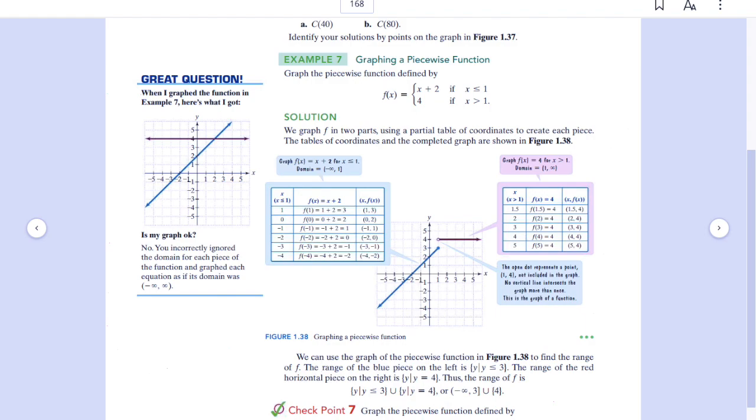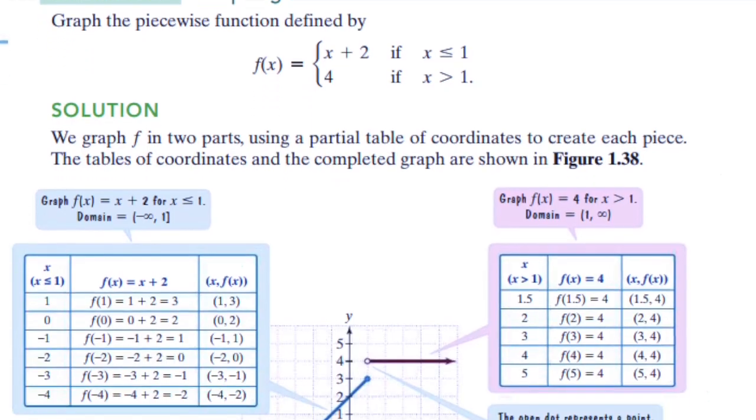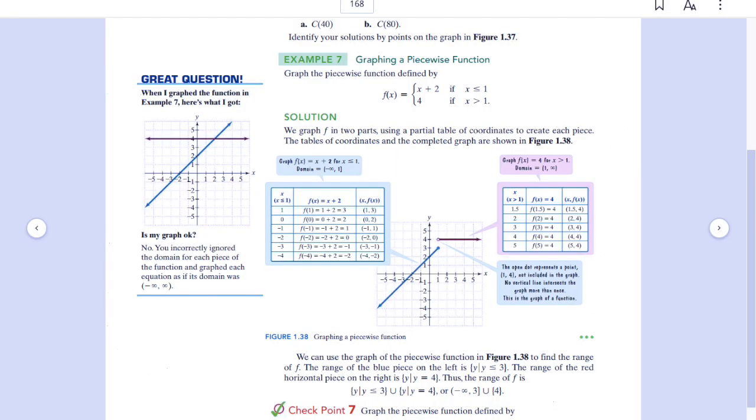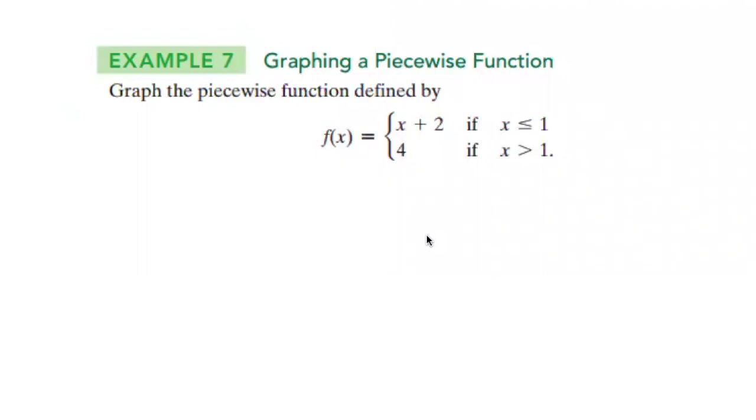In the previous video, I showed you how to find the electronic version of your textbook inside MyMathLab. I'm going to use example 7 from page 168 as the example for this video. Example 7 asks us to graph this piecewise function.